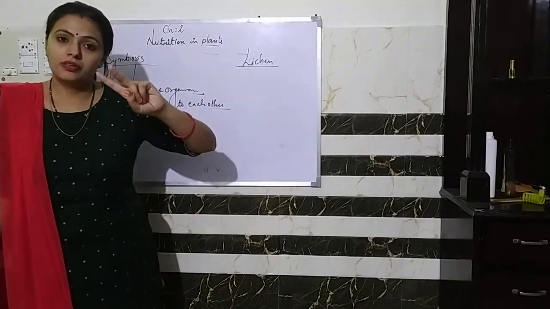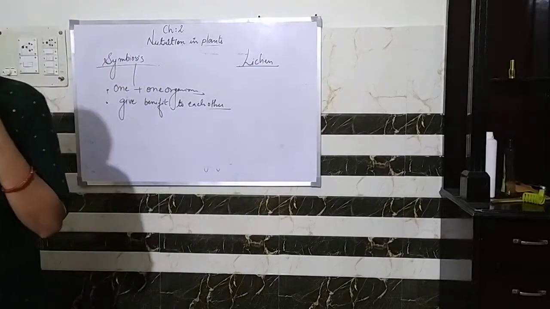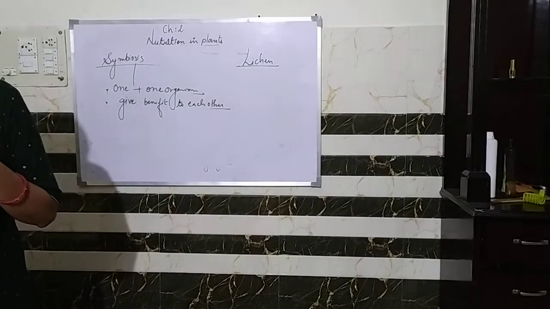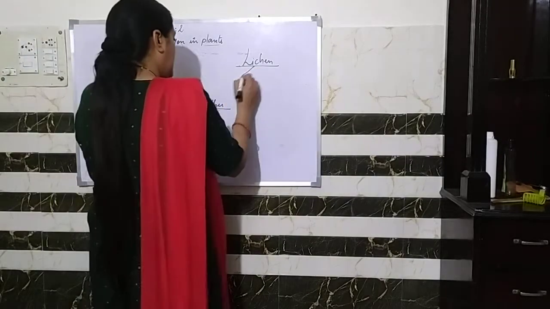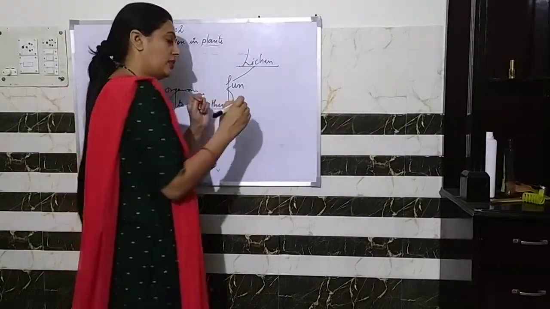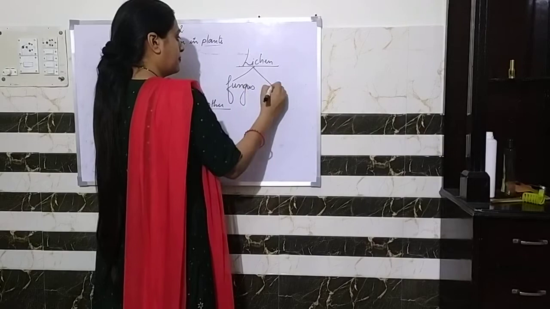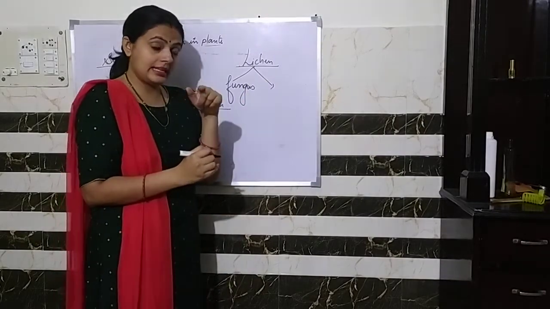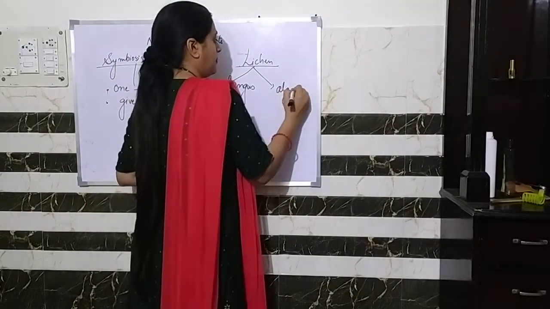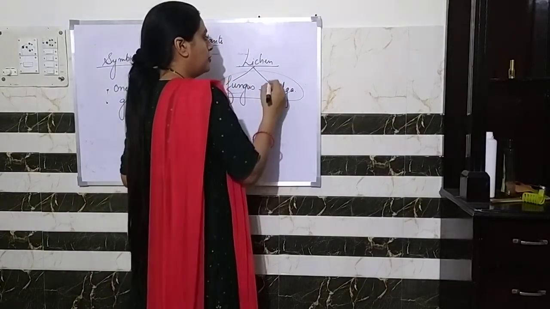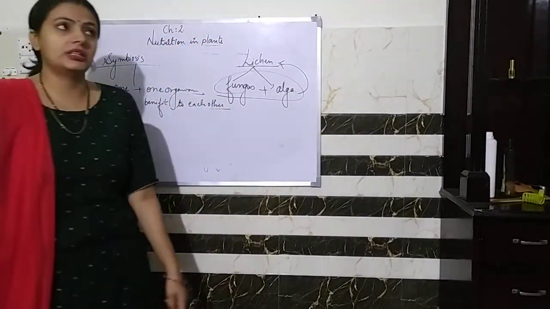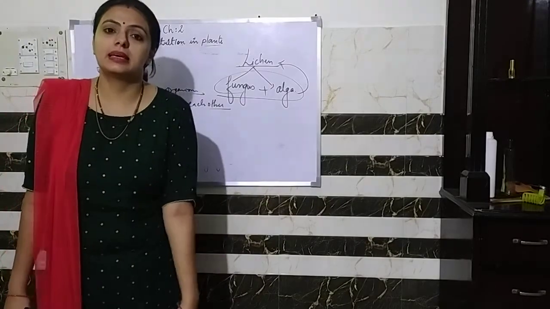Lichen is made up of two organisms. And what are those organisms? The first one is fungi and the second one is algae. If we take fungi in the singular form, then what will it be? Fungus. And the singular form of algae is alga. So they both combine to form lichen. Now the question arises, how are they helpful to each other?